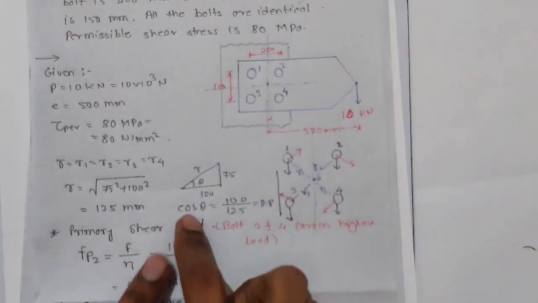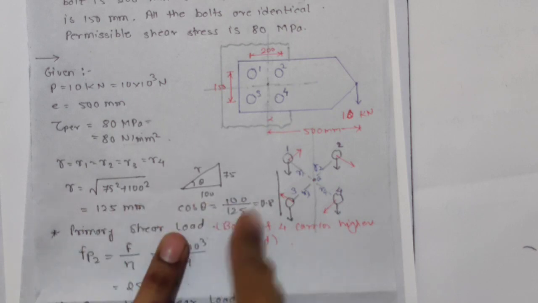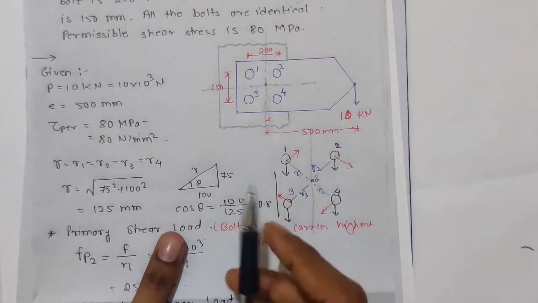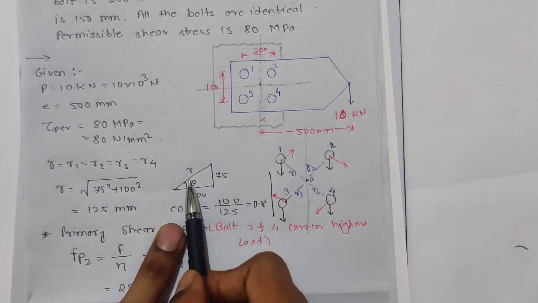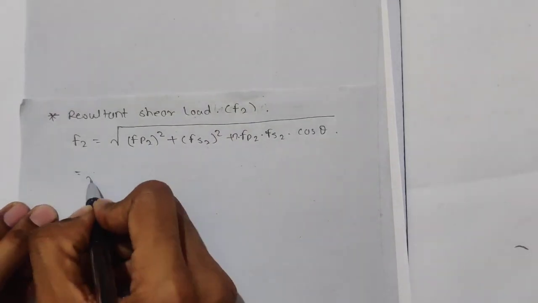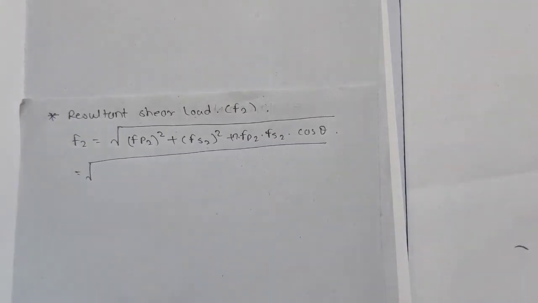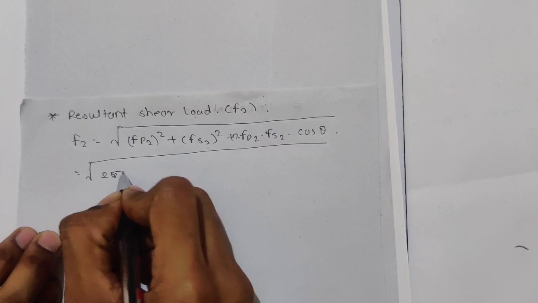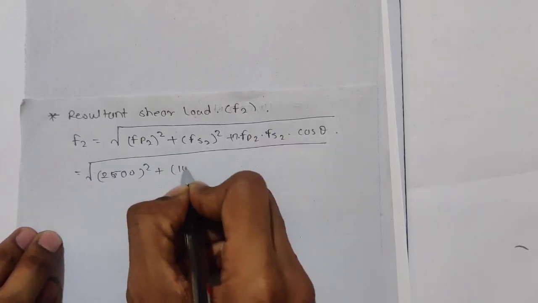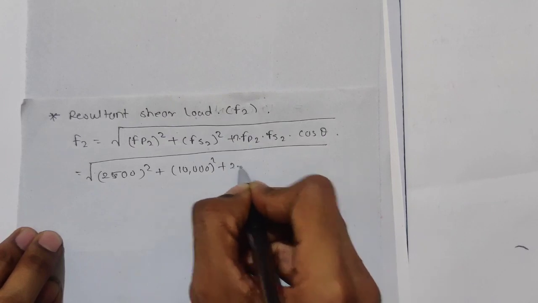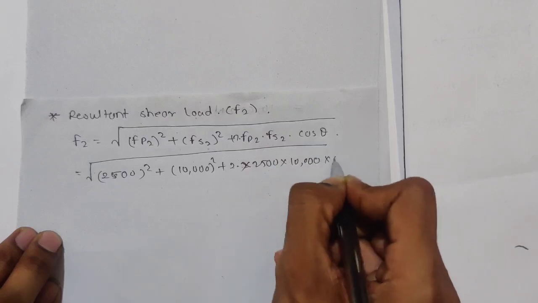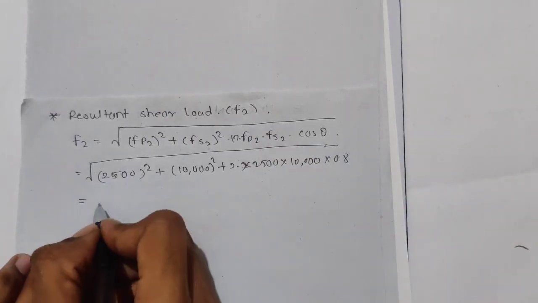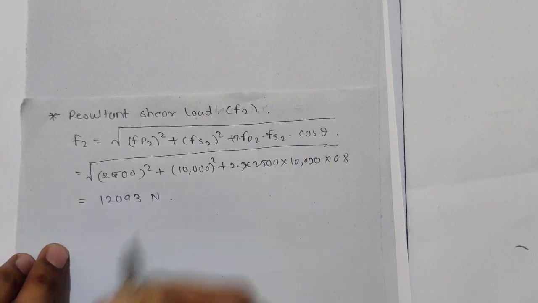Now we want to find cos theta. Okay, so when you find R, at that time only find cos theta. It will be good. The cos theta is nothing but adjacent upon hypotenuse. Adjacent is 100, hypotenuse is 125, it is 0.8. Okay. So it will be equal to 2500 square plus 10,000 square plus 2 into 2500 into 10,000 into 0.8, and you will get the value as 12,093 Newton.